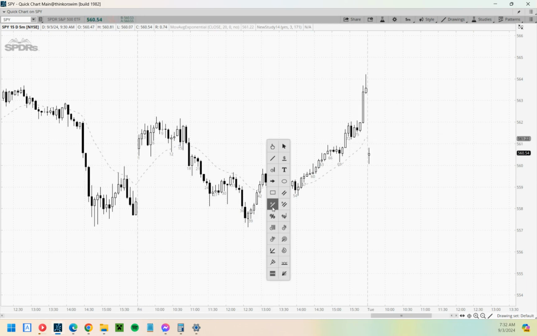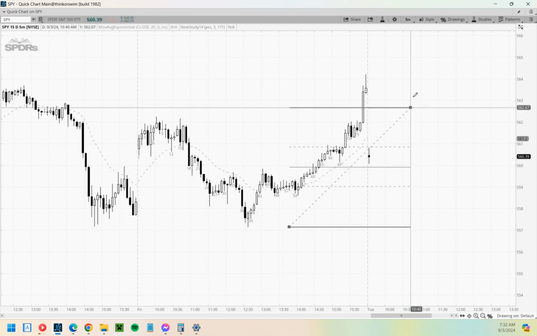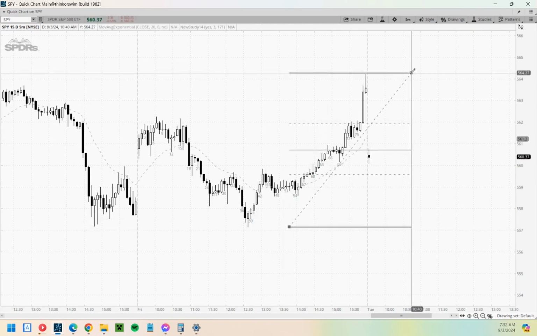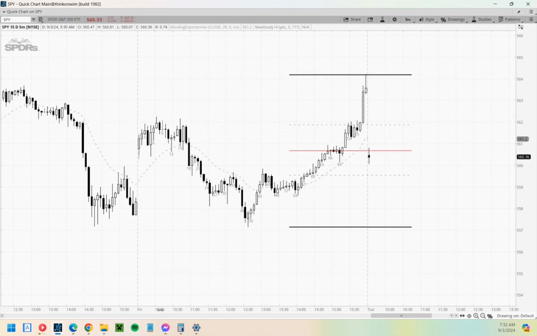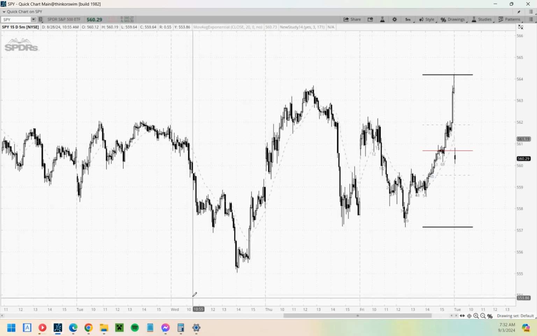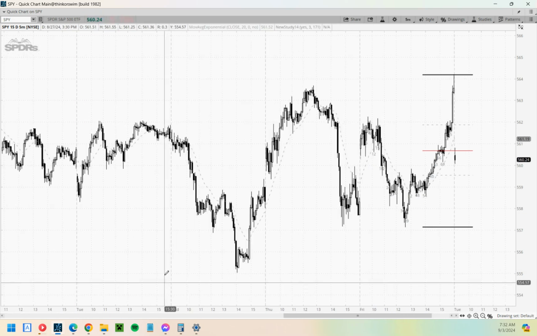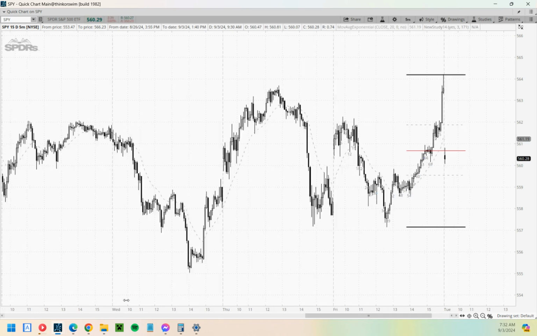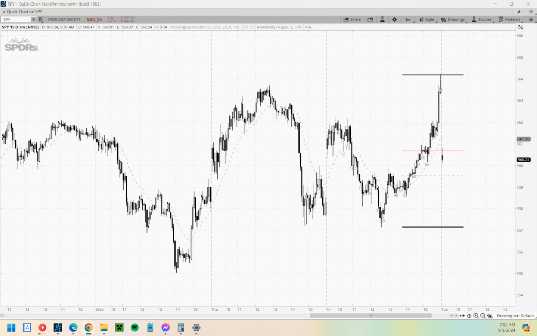So anyways, we're opening basically around the middle of yesterday's range, and we've been in a trading range for the past couple of days. It's a bit of a broader trading range, but we've been in a trading range for the past couple of days. Move some things around here.